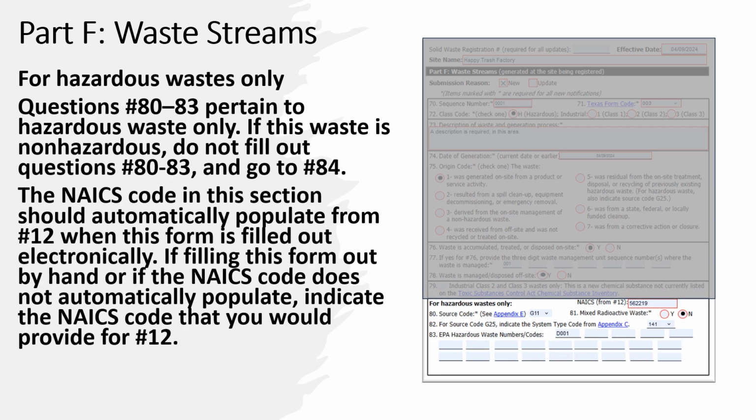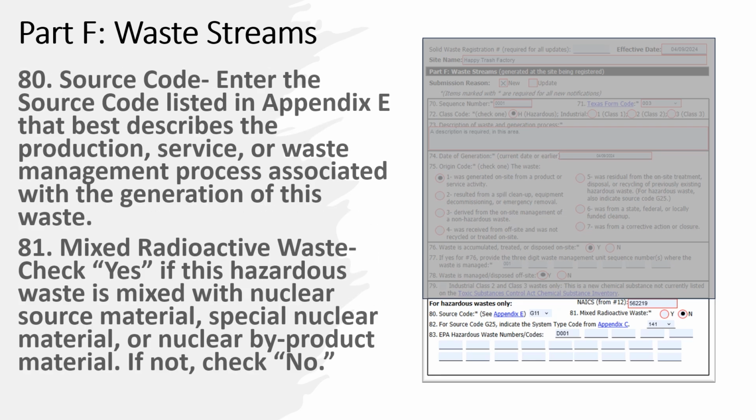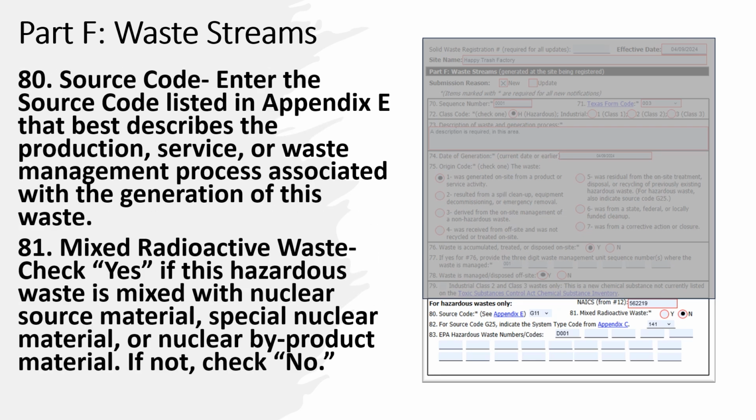For hazardous waste only, questions number 80 through 83 pertain to hazardous waste only. If this waste is non-hazardous, do not fill out questions 80 through 83 and go to number 84. Number 80, source code. Enter the source code listed in Appendix E that best describes the production, service, or waste management process associated with the generation of this waste. Number 81, mixed radioactive waste. Check yes if the hazardous waste is mixed with nuclear source material, special nuclear material, or nuclear byproduct material. If not, check no.